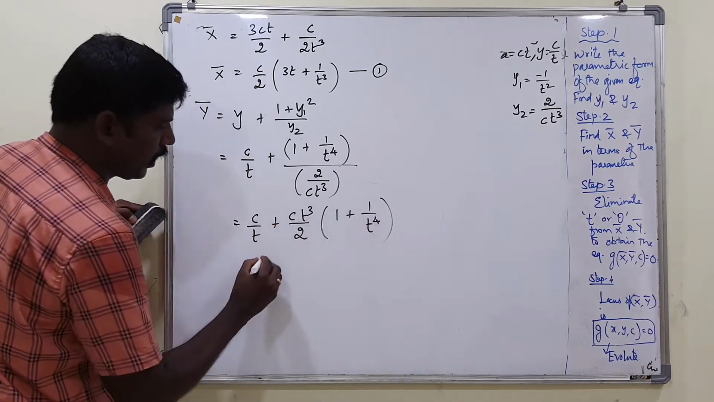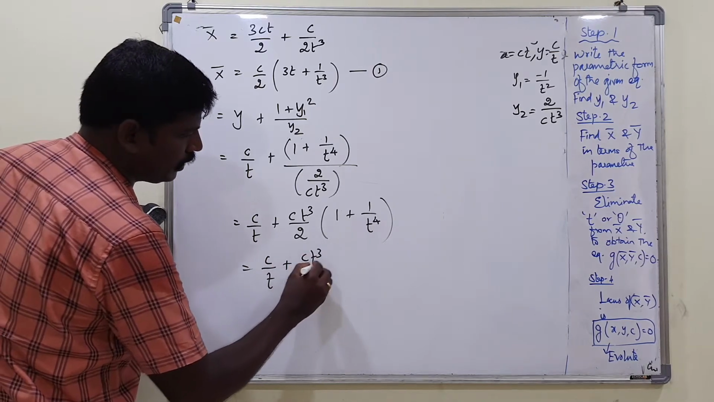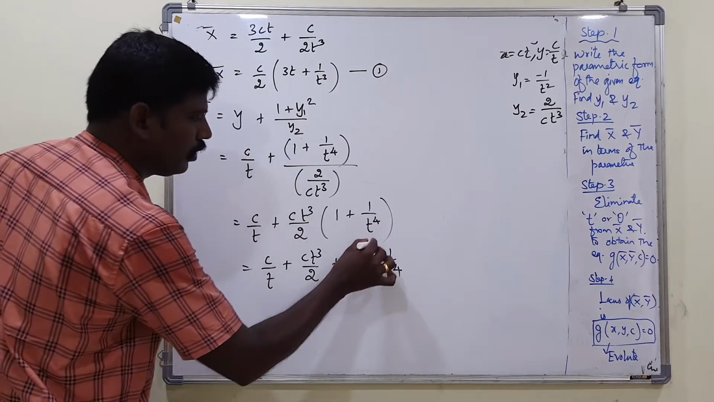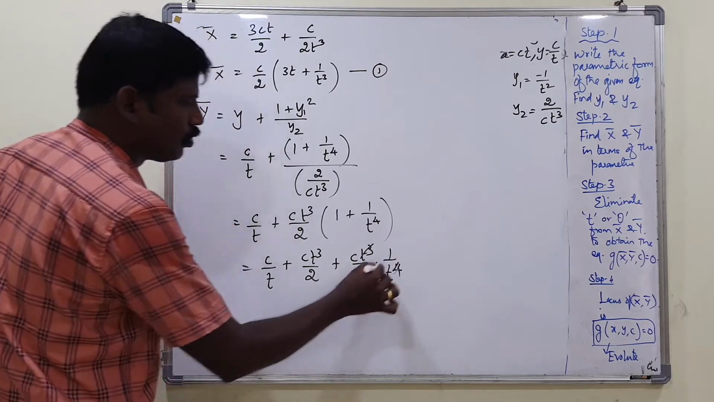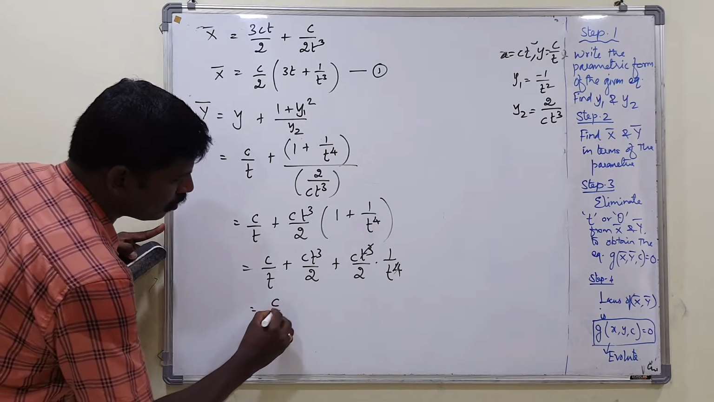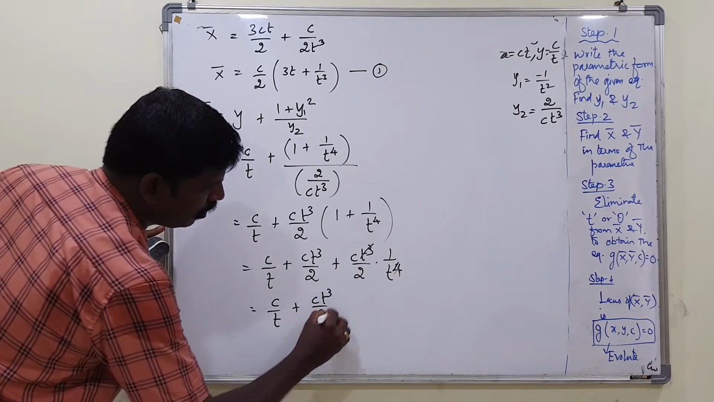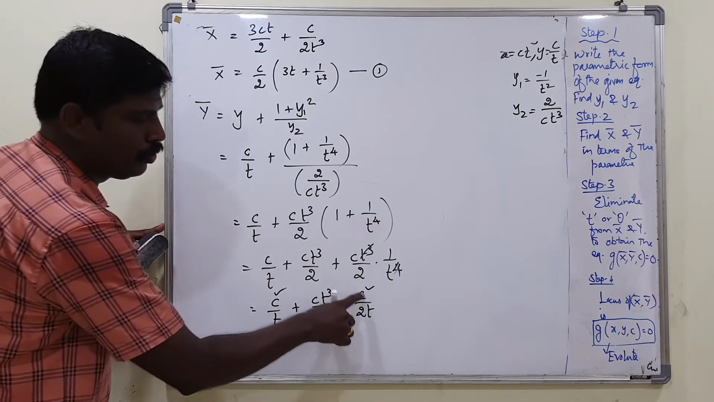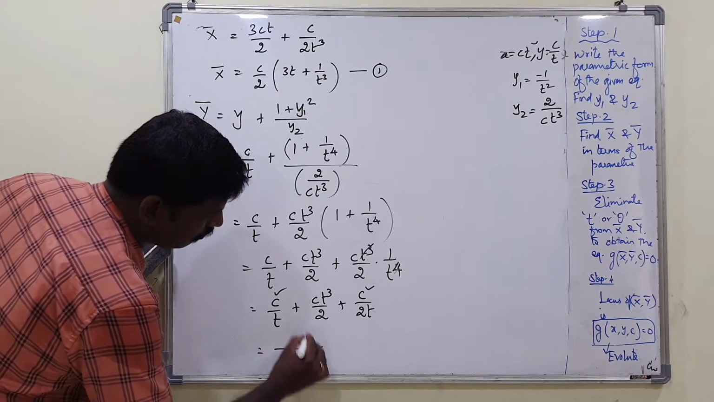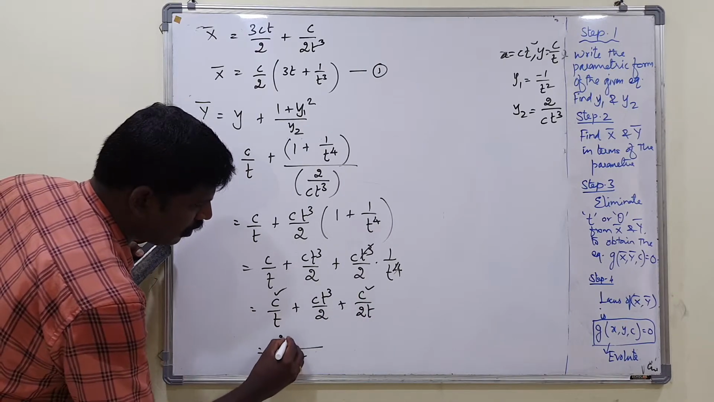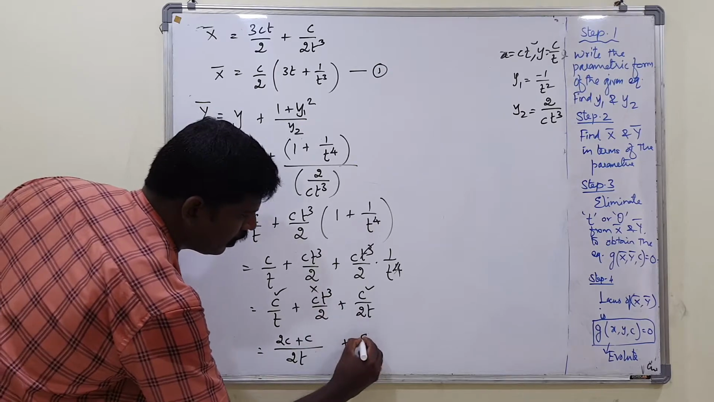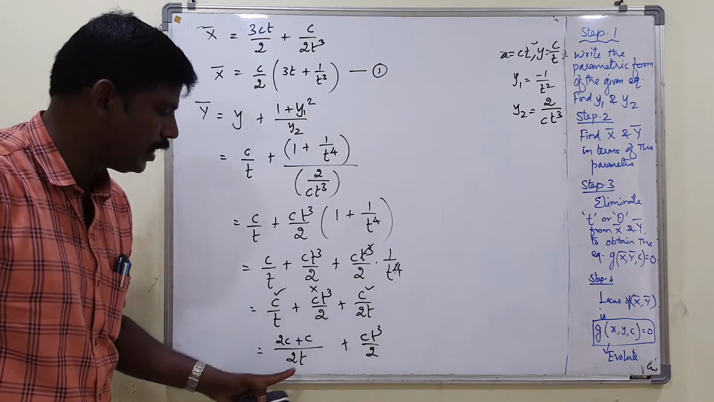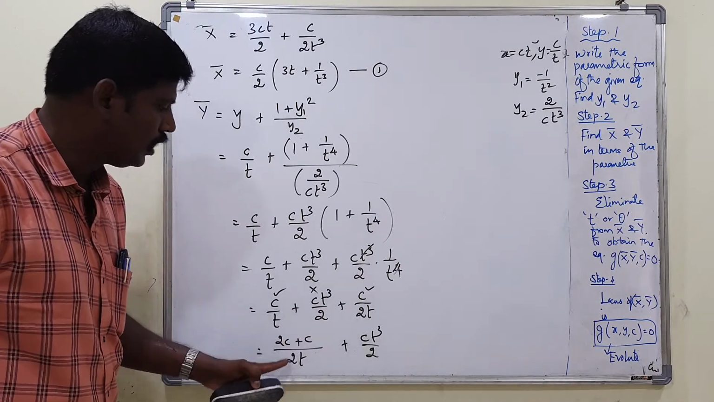Now I am going to multiply this inside the bracket. So c by t plus ct cube by 2 plus ct cube by 2 into 1 by t power 4. Now I can strike out this t cube with this t power 4, so t remains in the denominator. So c by t plus ct cube by 2 plus c by 2t. Here c by t, half of c by t, 1 by 2 into c by t. I am taking 2t as LCM from both of the two terms. So 2c plus, what is the remaining term? ct cube by 2. I write it the same. Adding this term and this term by taking 2t as LCM, so 2c plus c, so 3c by 2t.